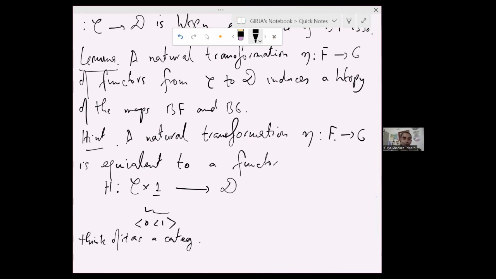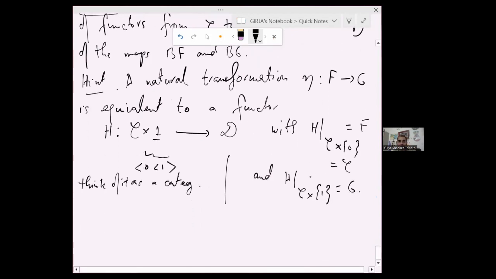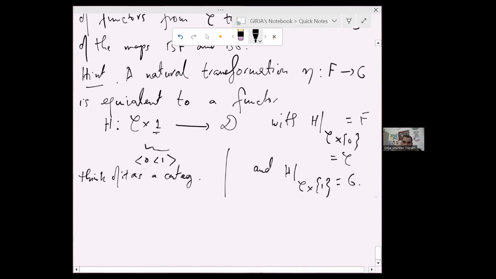Here maybe I should be careful. If we are given a functor here, then it will give two functors and a natural transformation between them. So from eta, f to g, we get this functor. One could write h restricted to C cross 0, which you can identify with C, should be f, and h restricted to C cross 1 should be g. And the classifying space of this would be the product and so on.